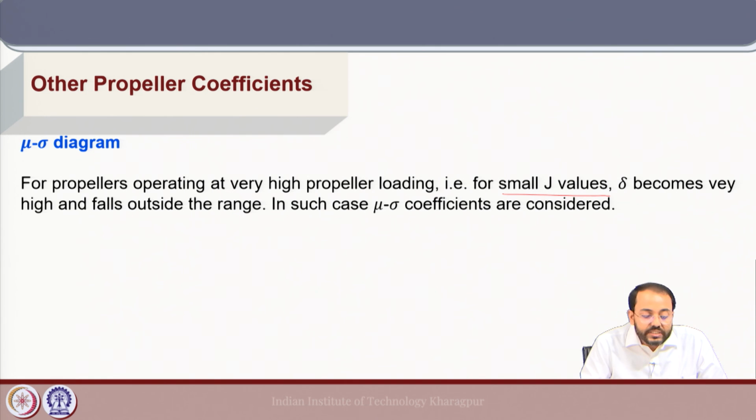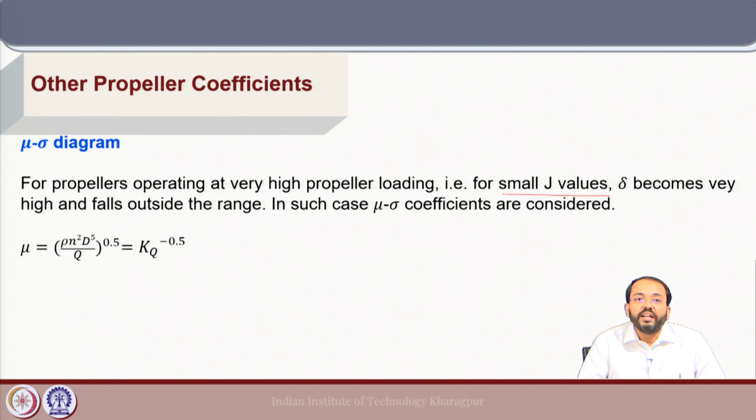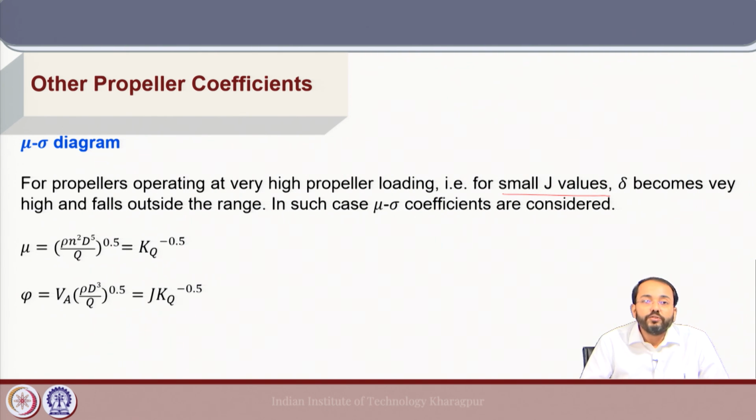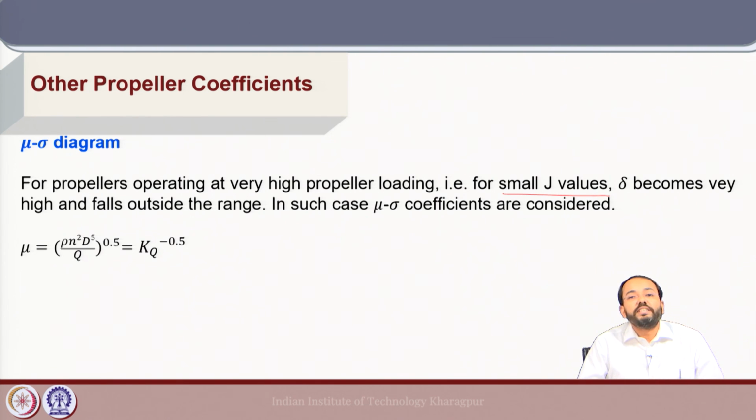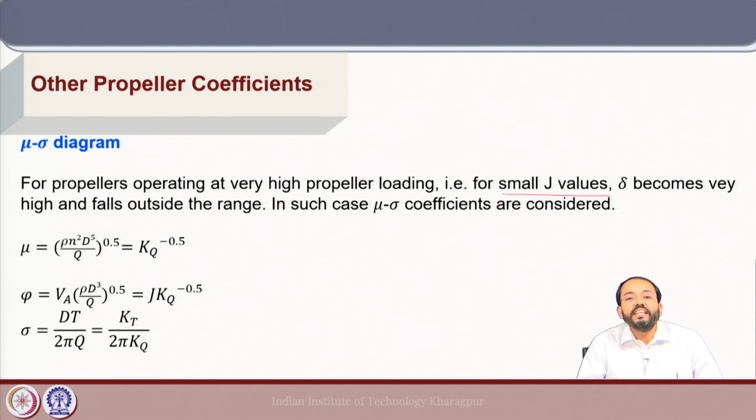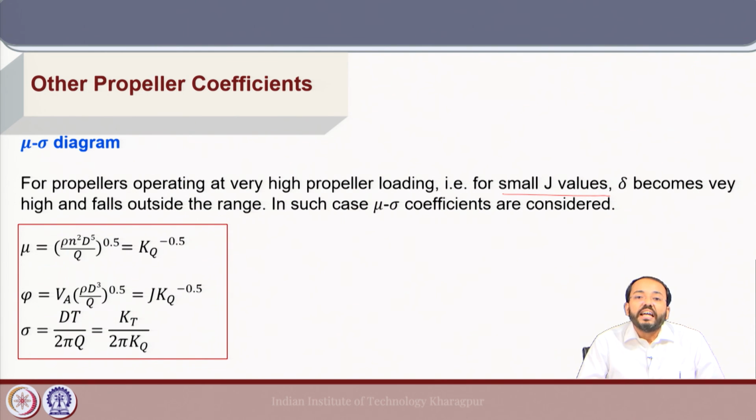So, for those cases mu sigma diagrams are used, and these coefficients are also used for propeller design for vessels where the propeller loading is very high. So, the coefficients which are used in this particular diagram are given here as functions of KT, KQ and J, the advance coefficient and the thrust and torque coefficients in open water. So, these coefficients are used in designing propellers with high propeller loading using this mu sigma diagram.